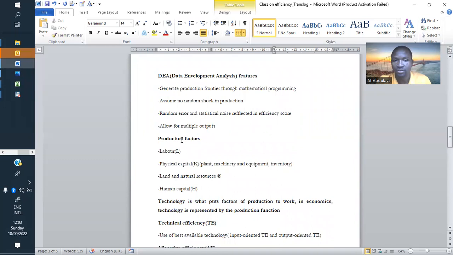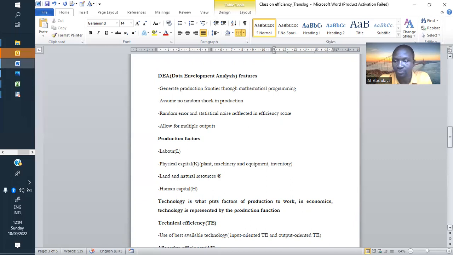Now, the non-parametric approach, data envelopment analysis, features. Okay, this one allows for multiple outputs. Like if you are measuring the performance of a company that is producing output 1, output 2, and so on, you can consider all those outputs. What does it mean here, saying allow for multiple outputs, and also those differences? We are taking them into account when we are doing data envelopment analysis.